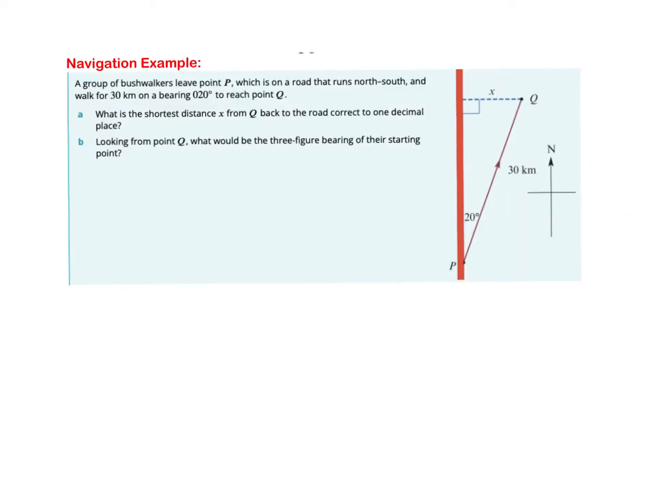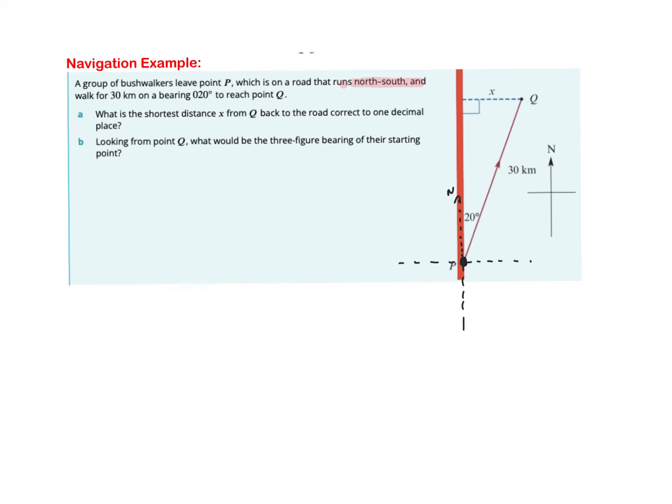Now we're going to look at how we can use bearings to set up our scenarios. So let's have a look. A group of bushwalkers leave a point P. When you get these bearing questions, it's always a good idea to use your pencil and put a nice light compass, so you know that's north and so on. When they then describe the angle, it can make it a little bit easier. They start at point P, which runs north and south, and you can see the red line running north and south.